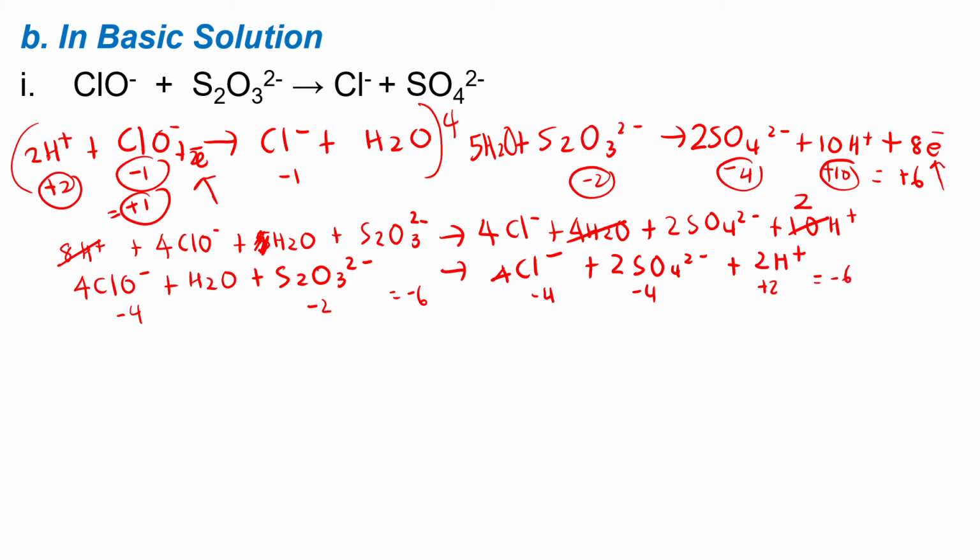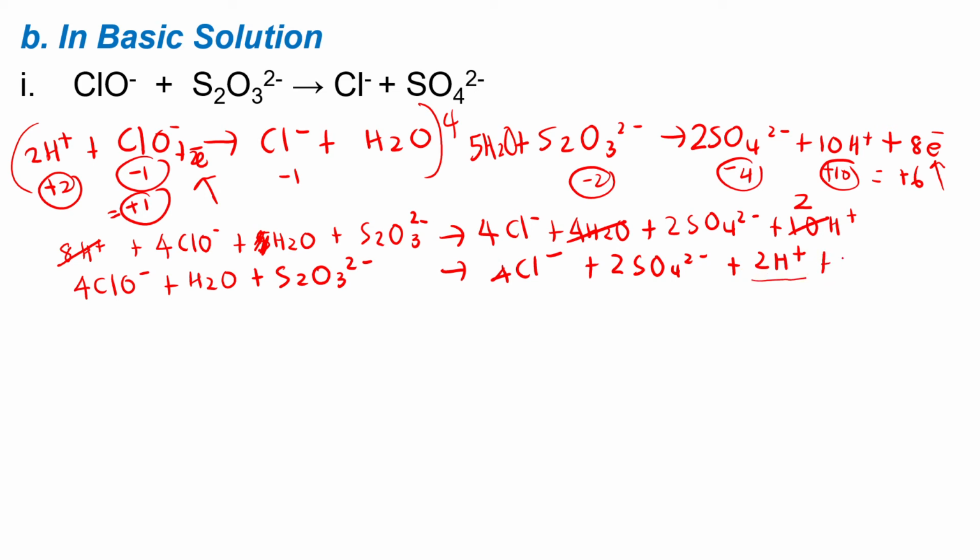Okay, then to get the basic solution, we need to add OH minus. How many OH minus we want to add depends on how many H plus we have. So here we have 2H plus.